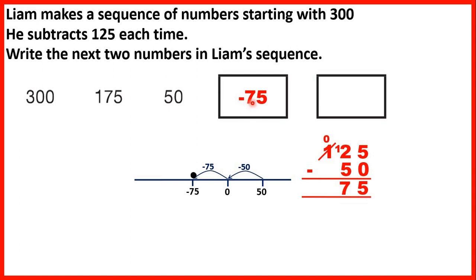So now we need 125 less than minus 75. So if we subtract 125 from minus 75, that takes us to minus 200. Think, from minus 75, we've already gone back 75 from 0. So if we go back another 125, that will be going back 200 altogether. So our answer is minus 200.